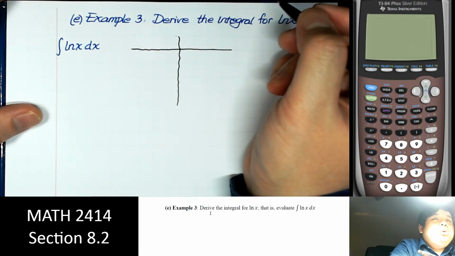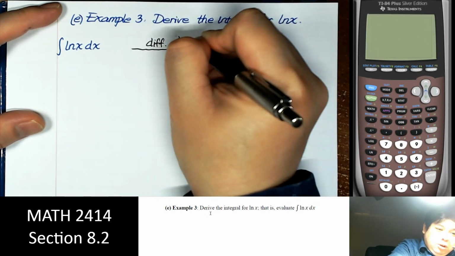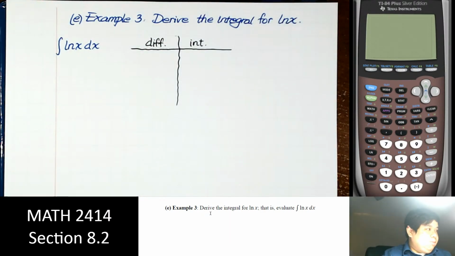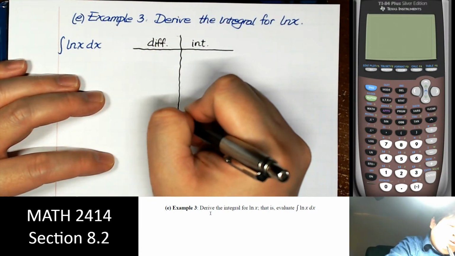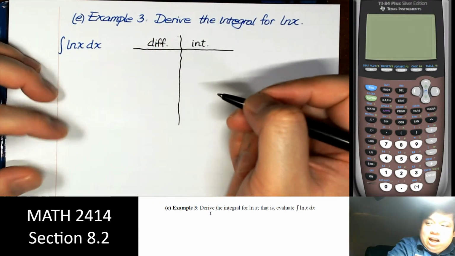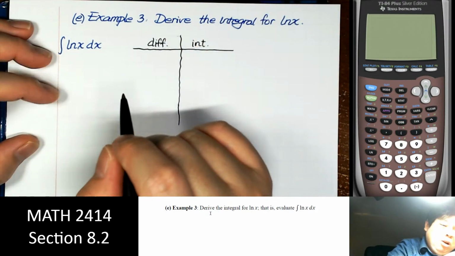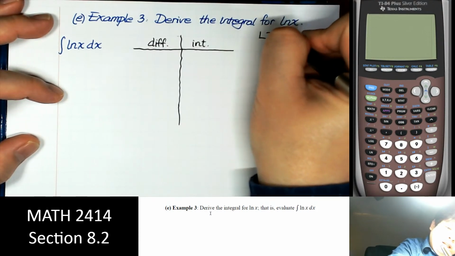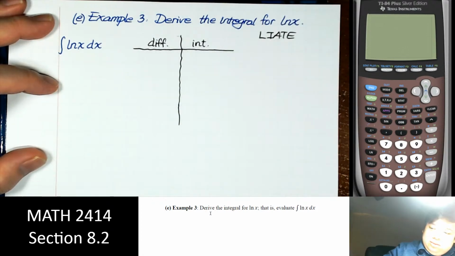Right. Now let's choose something to be differentiated, something to be integrated. When we have the ln, we might try integration by parts, unless there's something different. We'll go to that in a minute. So what do we choose? LIATE. All right, we see the log, so that is the first one.